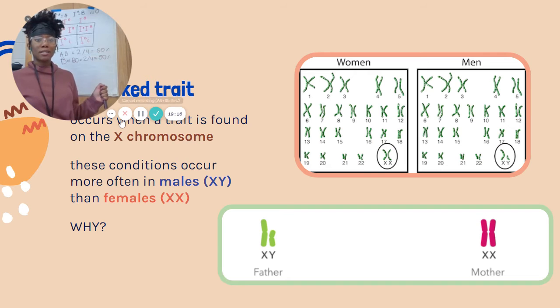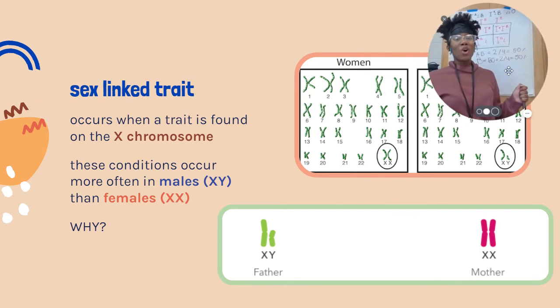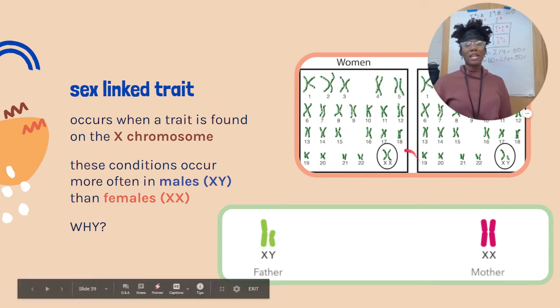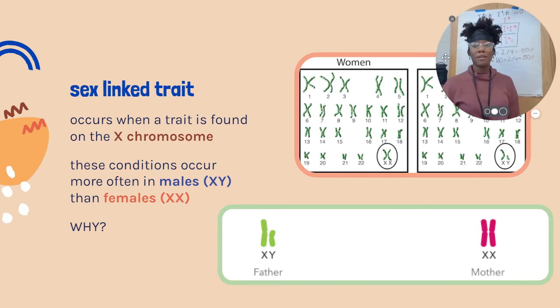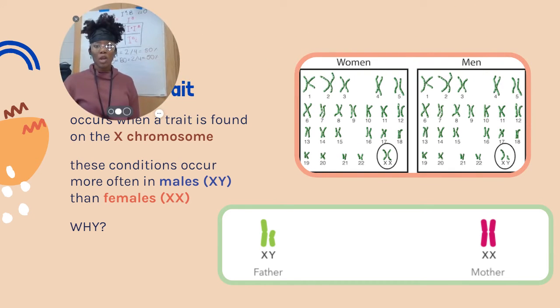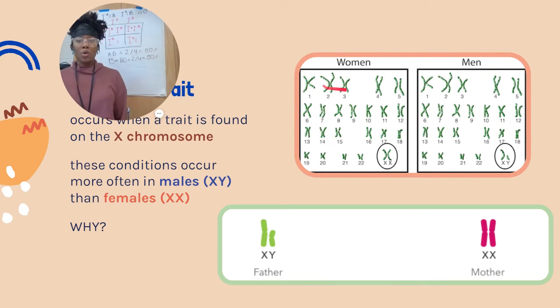Sex-linked traits. So what is a sex-linked trait? Well, a sex-linked trait occurs when a trait is found on the X chromosome. These conditions occur more often in males than in females. Why? Well, let's look right here. This is women and men. Women have 2 X chromosomes. Men have an X chromosome and a Y chromosome.